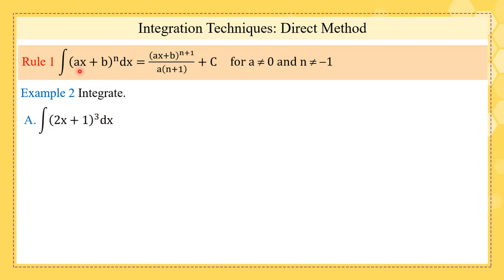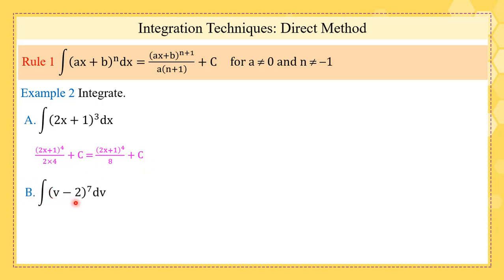Now we apply this rule, which gives (2x plus 1) to the power 4. Then we divide by a times (n plus 1), which is 2 times 4, plus the constant c. We get (2x plus 1) to the power 4 over 8 plus c.